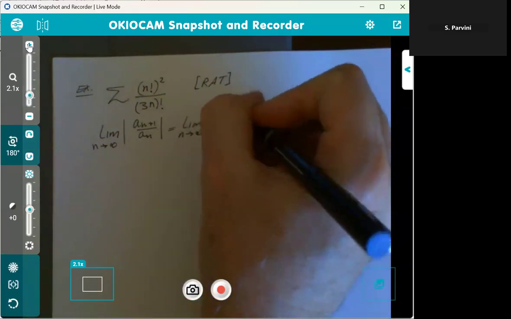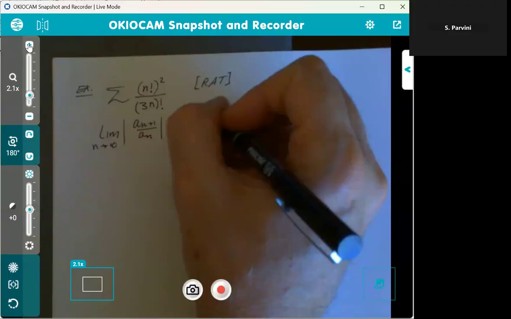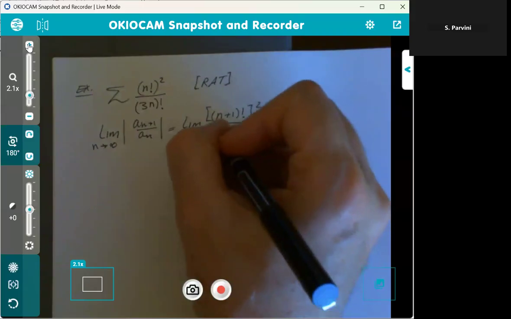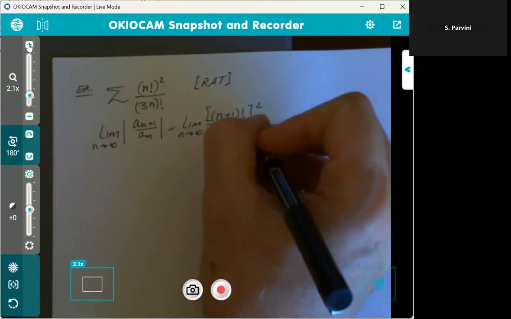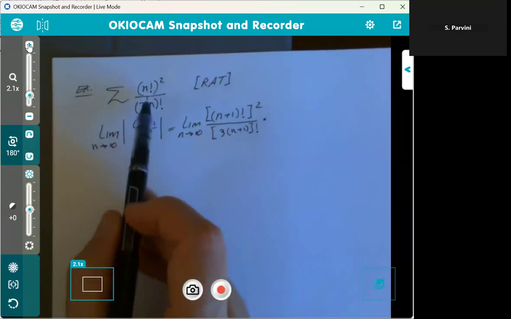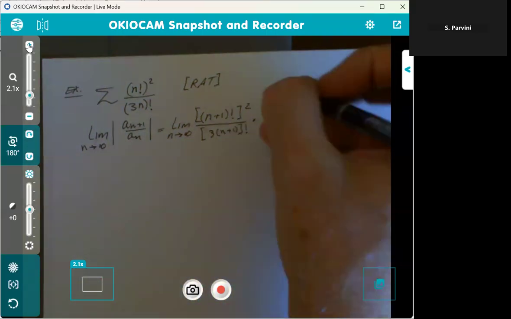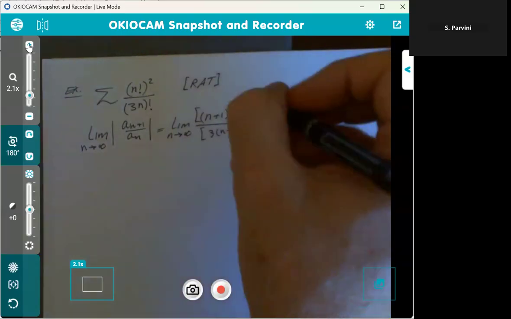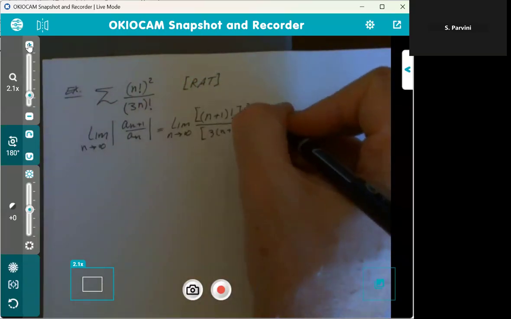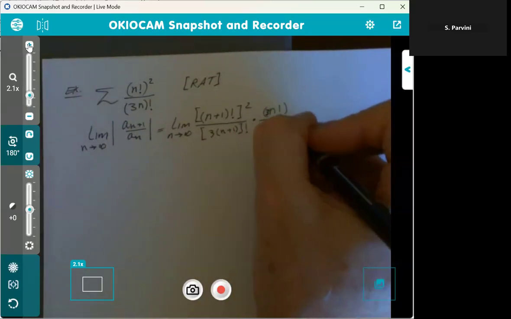So it's going to be n plus 1 factorial, and then the quantity squared. That's the numerator of the fraction. Over the denominator, it's going to be 3 times n plus 1 factorial. Now, to divide by a_n means to divide by the fraction. Well, I don't want to divide by a fraction, so I'm going to flip or invert and multiply. So that's going to be, actually, invert, so it's 3n factorial over n factorial squared.